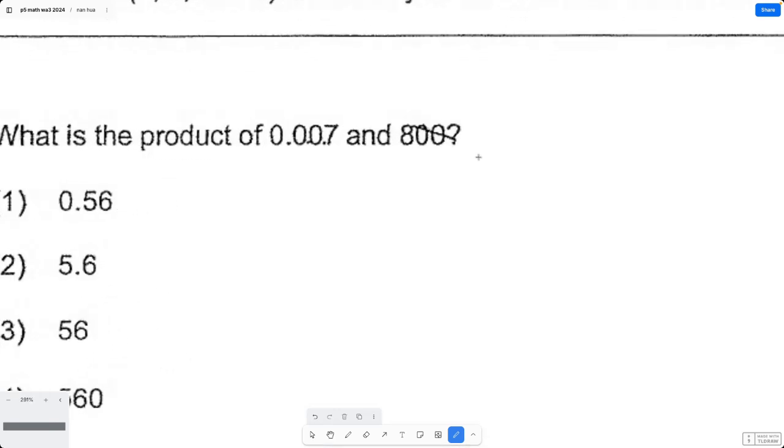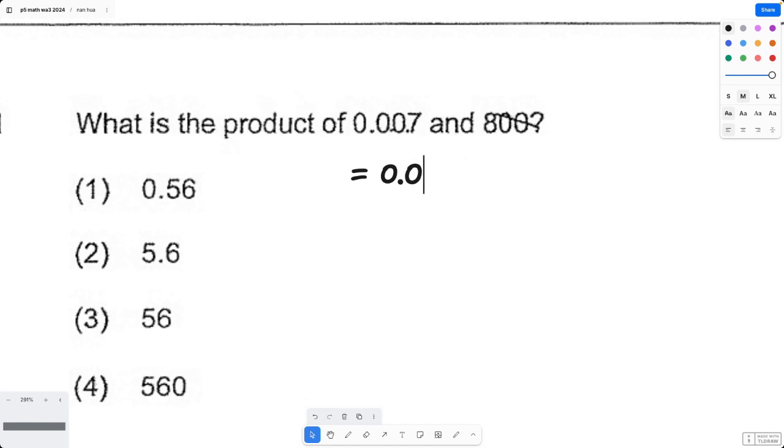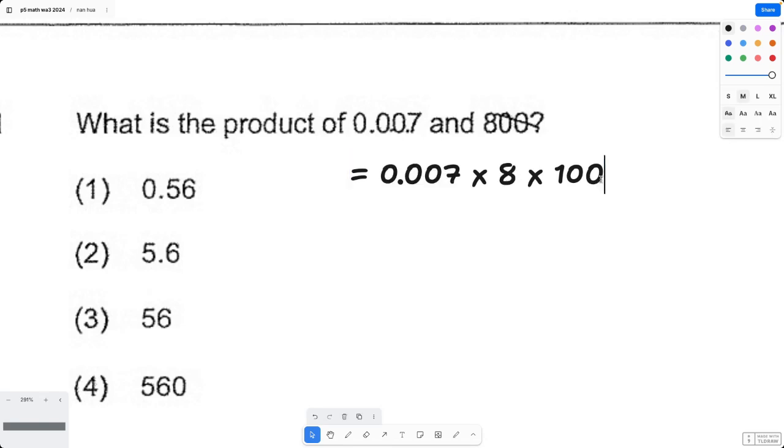If we were to simplify it a little bit more, we can say it is equal to 0.007 times, so 800 is basically 8 times 100. So now we can do 0.007 times 8. If you remember your 7 times 8, this will become 0.056 times 100.